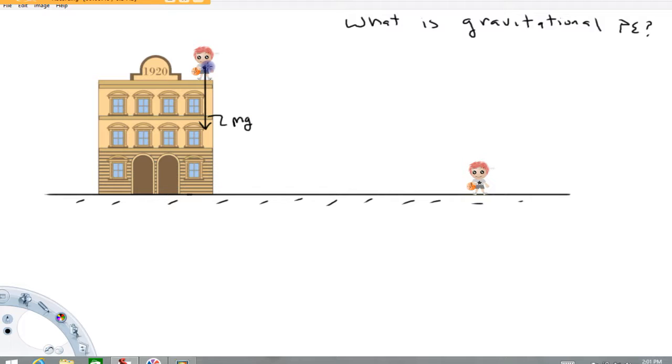Now, I'm going to consider a couple cases here. Imagine Timmy wants to get to this position right here. I'm going to call this position 1 and this position 2. And in this video, we're going to look at several different paths that Timmy could take.